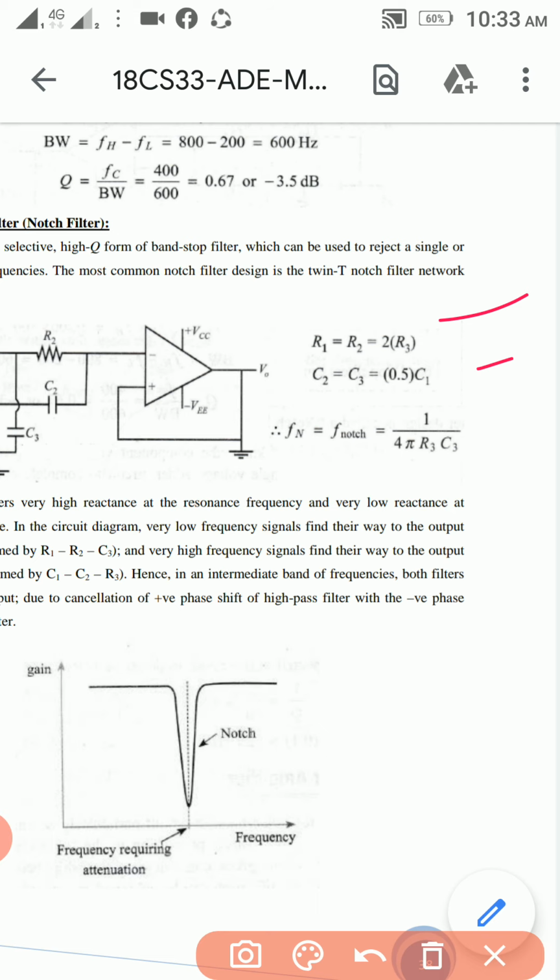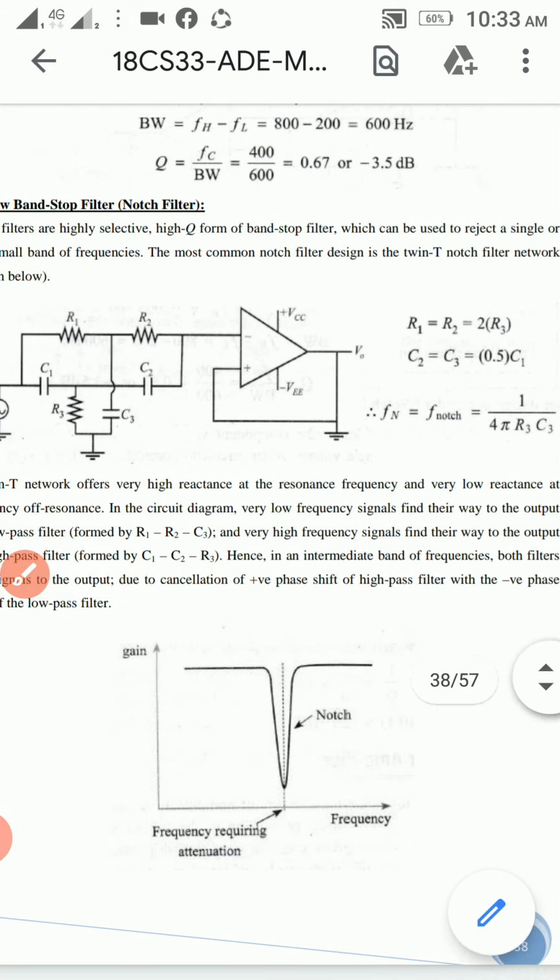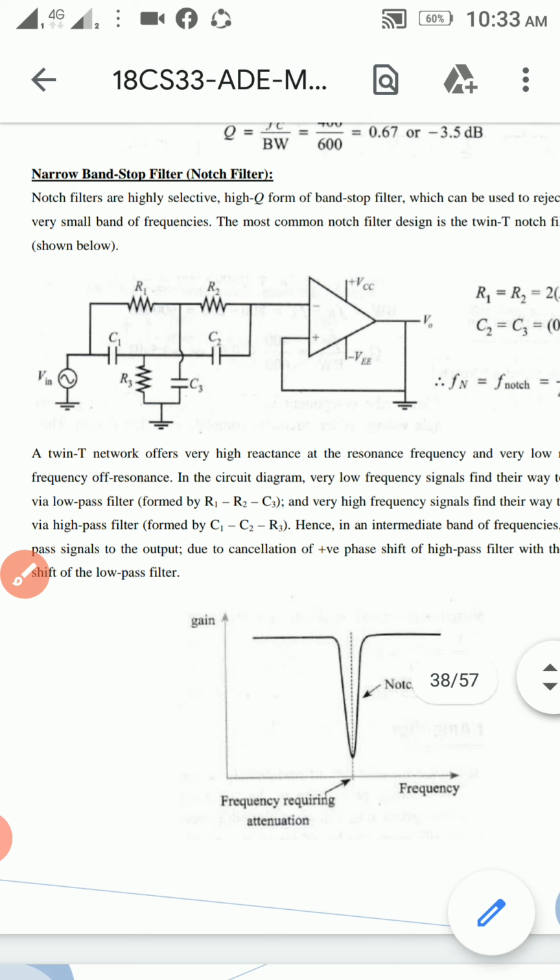This you should remember. Coming to this, the twin T network offers a very high reactance at the resonance frequency and very low reactance away from the frequency of resonance. It offers a very high reactance at resonance, and in off resonance it offers less reactance.